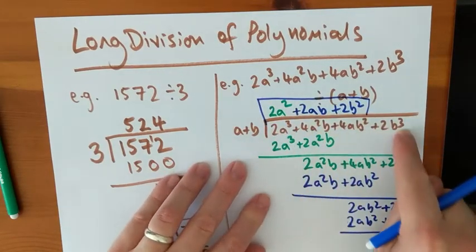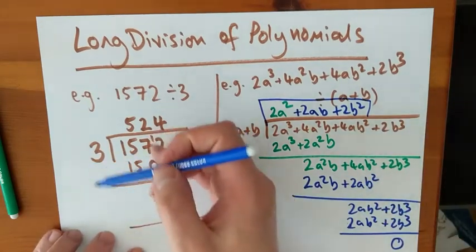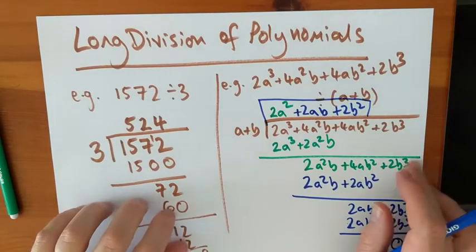So this whole thing divided by this is equal to this. And this process is the same process that you go through here. It's just that you don't necessarily always think about what you're doing. Let me show you another one.